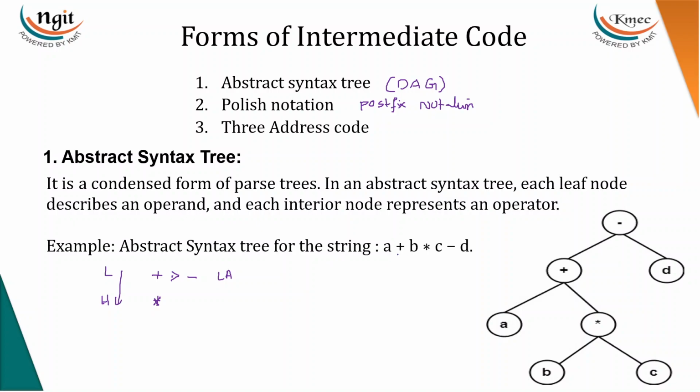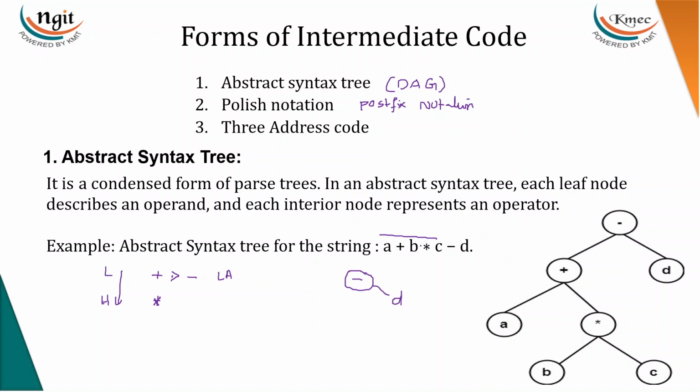Out of these three, plus, star, minus, which has the highest precedence? Star, then plus, then minus. So the least precedence operator is minus. In an AST, the least precedence operator should always be the root node. Then what is the left hand side of minus? A plus B star C, and the right hand side is only D.